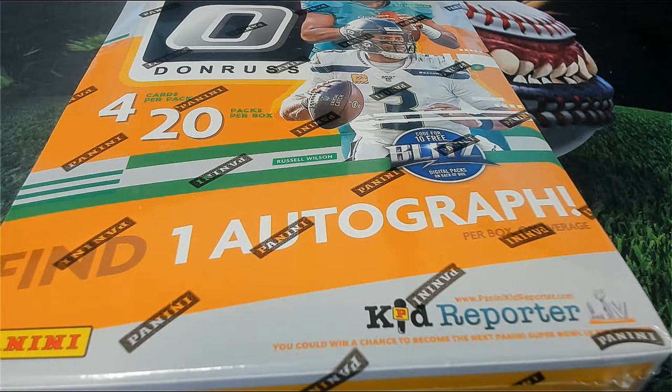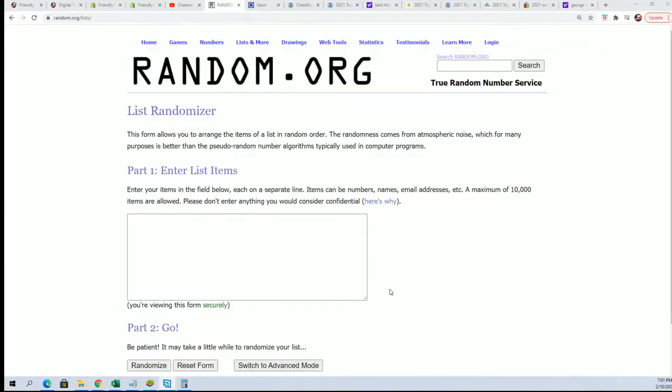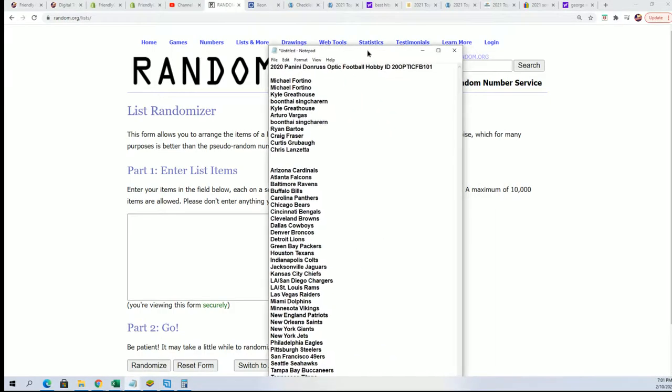So let's see about it. Let's see who's getting what team in the break and who's going to win in the filler. Hope.